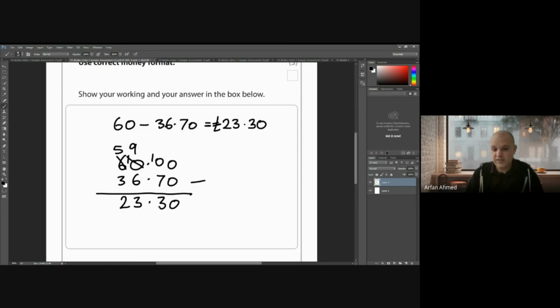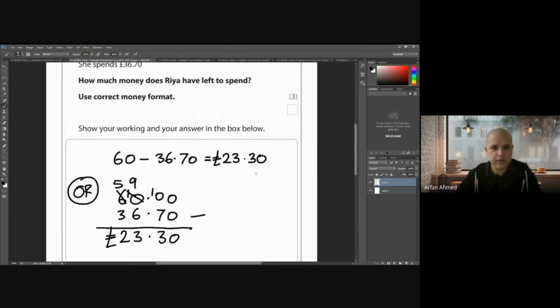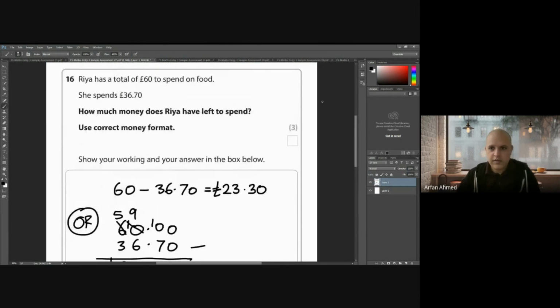And obviously, in this way as well, it does it in the correct format for you as well. So just be careful though, especially if you're using your calculator. 3 marks. Let's move on.